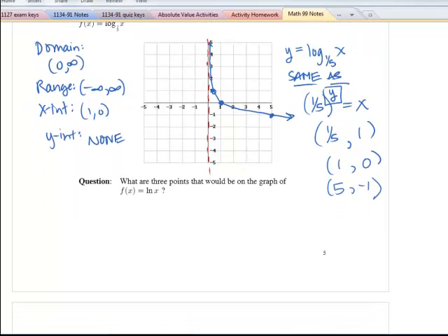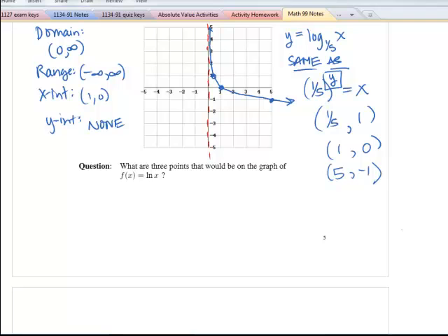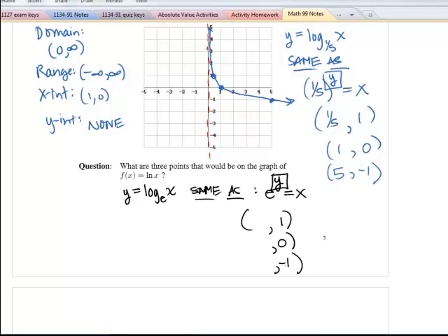All right, and then the last question here is we've looked at bases that are nice, quote-unquote nice bases, whole number or reciprocal of whole number bases. We should also think about the graph of the natural log of x, since that's a common base that's used. So this would be the same as y equals log base e of x, right? And if we wanted to express that same relationship in exponential form, we'd have e to the y equals x, right? And so we would take our exponents, the y values, to be 1 and 0 and -1.